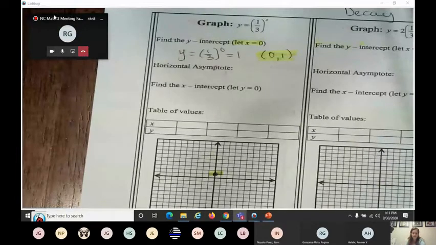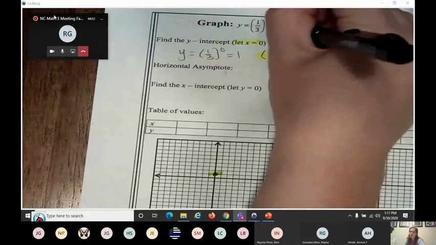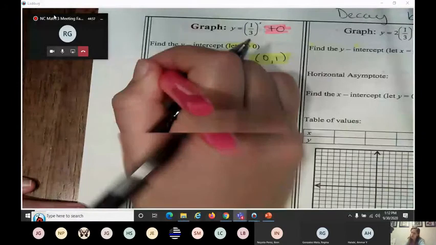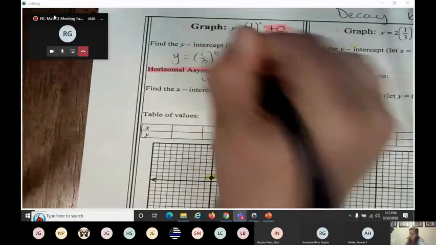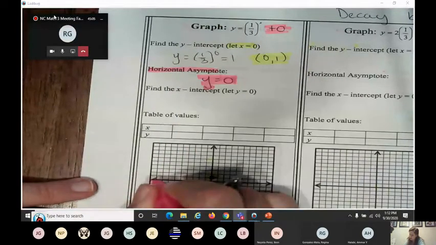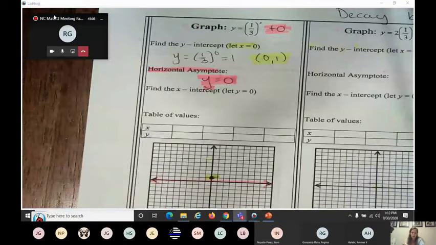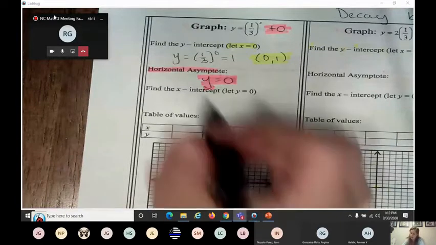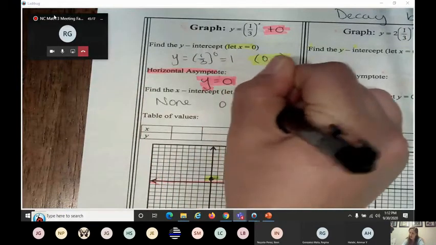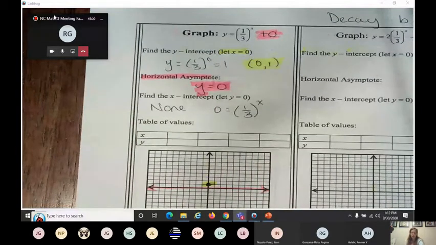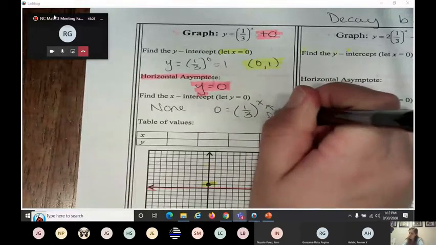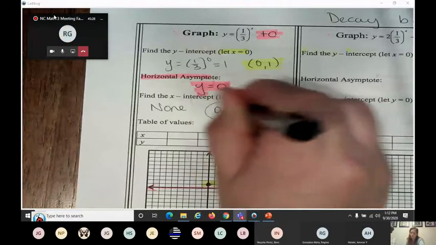Then we have our horizontal asymptote. We add 0 onto the end of this to show it, and our horizontal asymptote is just y equals 0. So it should be this axis right here. The x-intercept, we should have none, because there's no power that will make 1/3 raised to it equal 0. This is not possible, so this does not exist.